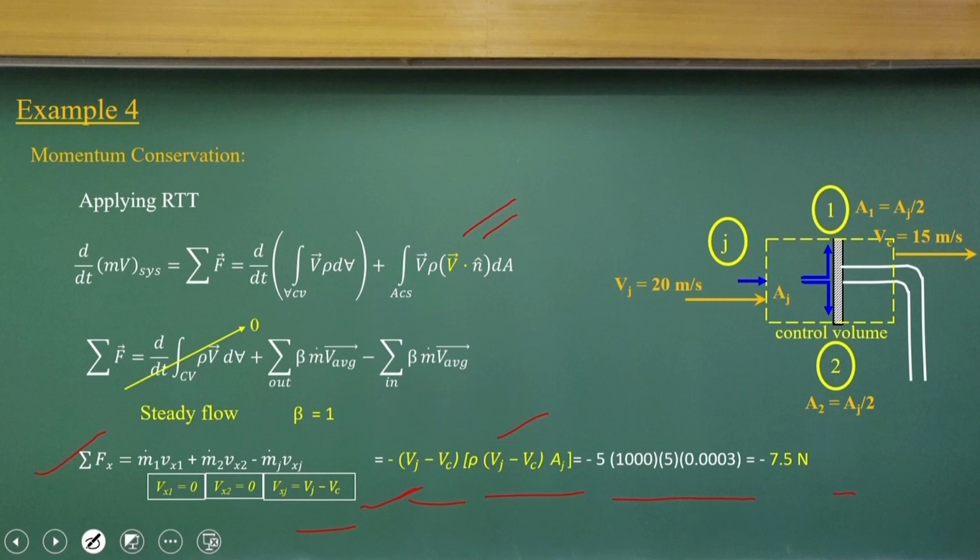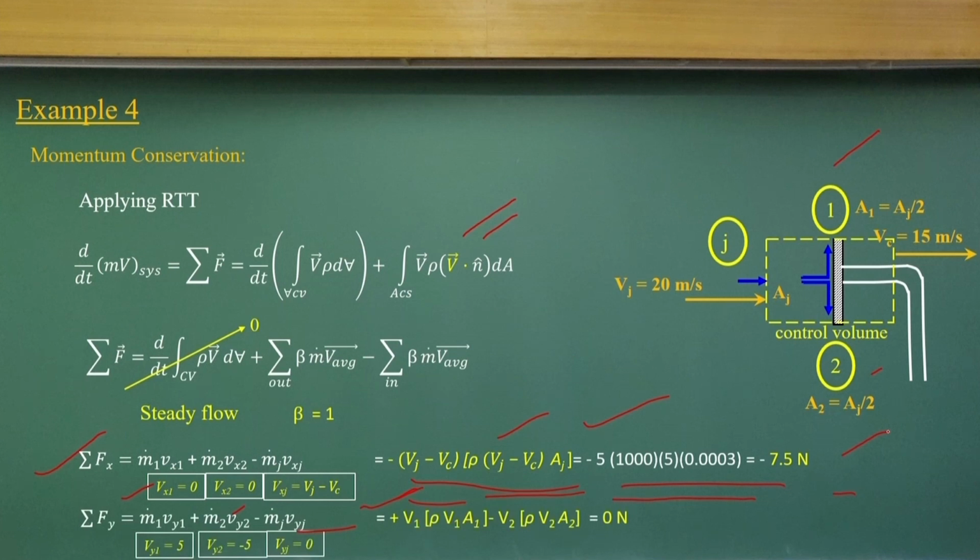The flow going in directions 1 and 2, as you know, does not have any component in the x direction, so we can make it 0. So the only force we have is because of the impinging jet working with a relative velocity component, and substituting that we finally get the amount of force acting. In a similar way, we can apply it in the y direction: the same amount of water goes in directions 1 and 2 with the same velocities, so they cancel each other.